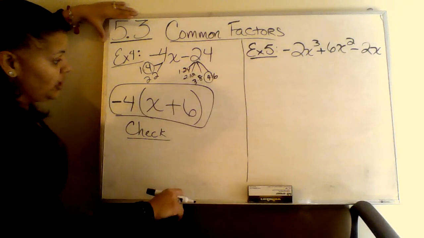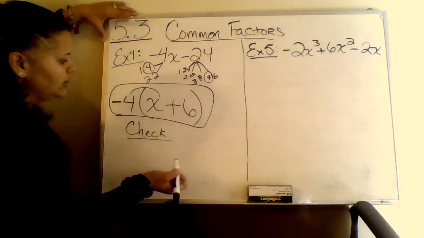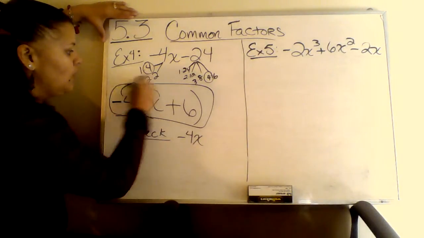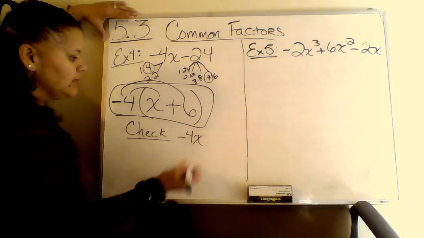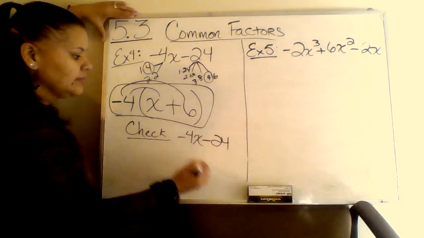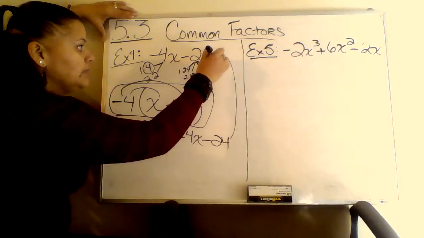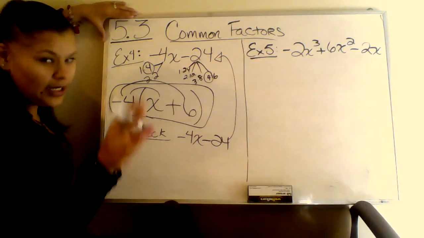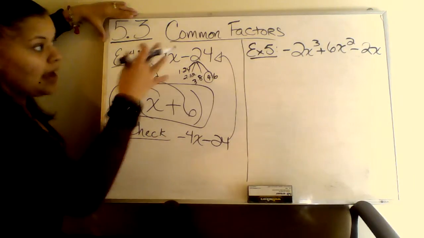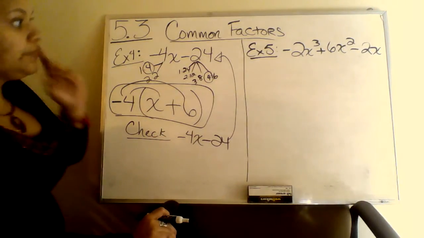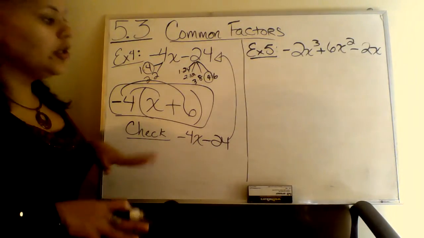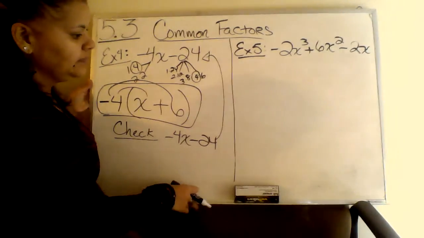So now I'm going to check. Negative 4 times x, that's negative 4x. And then negative 4 times 6, that's negative 24. So then you ended up with your original problem, which means you did the right thing and you factored out the right numbers. Now we have a polynomial over here, which has variables and numbers in common. So what we're going to do is try to find that out.